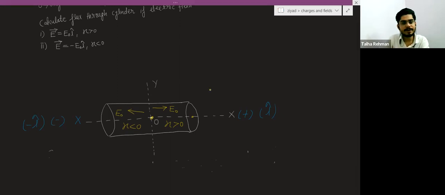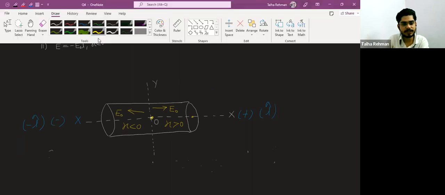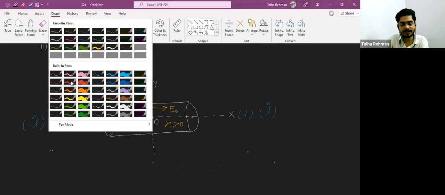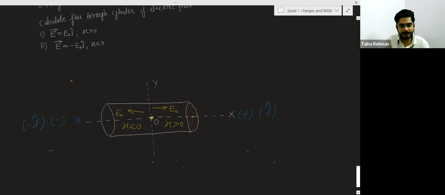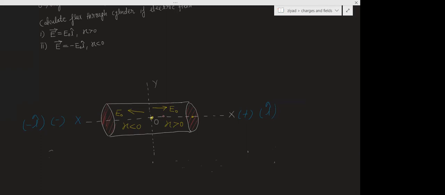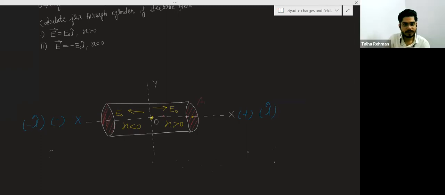Now how many areas do you have? You have 3 areas. First area is this. Second area is this. Area is very important in calculating the flux. And another area is the curved surface area of the cylinder. This area A1 you have, another area A2 you have, and this curved surface area I am supposing as area number 3.